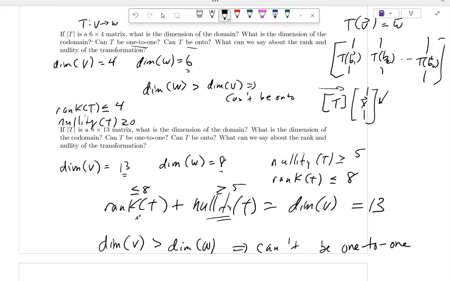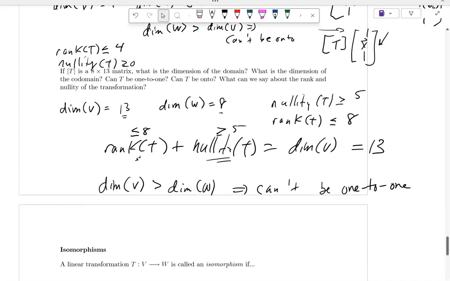Okay. These look like good true-false questions, by the way, maybe a little bit of a precursor for the exam. Okay. Can it be onto? Yes. Does it have to be onto? No. Good. Like I said, these look like good concept true-false questions. All right. Questions on that at all?